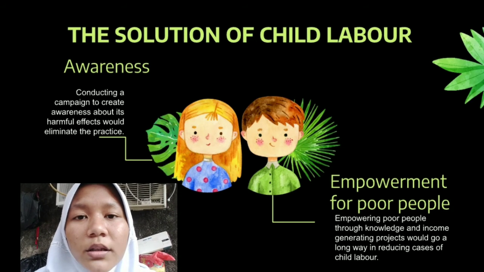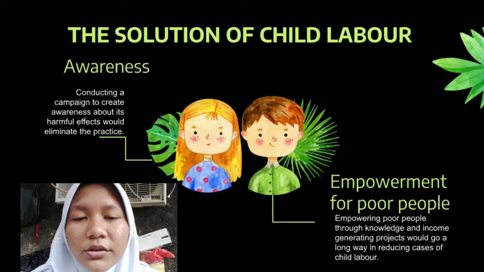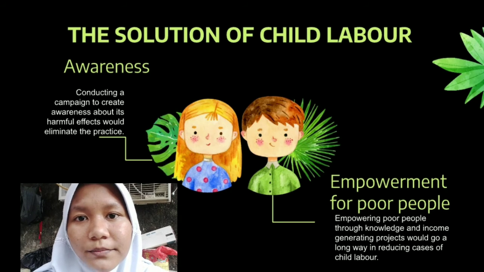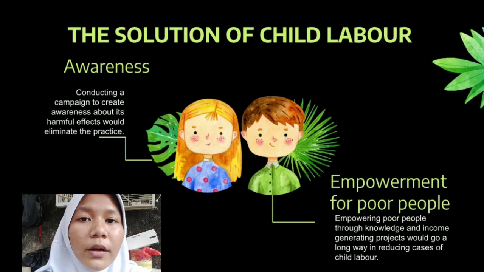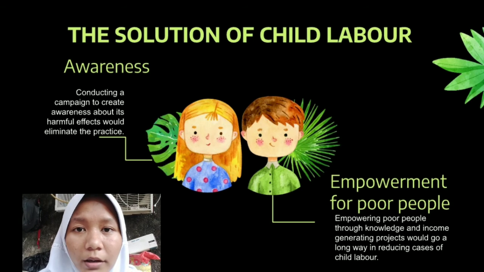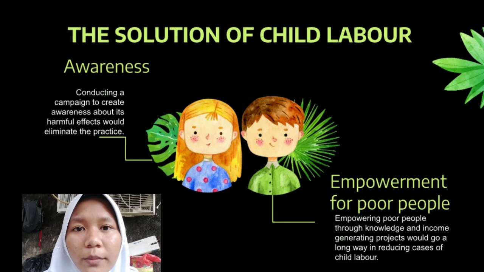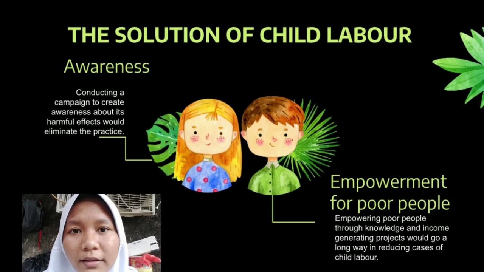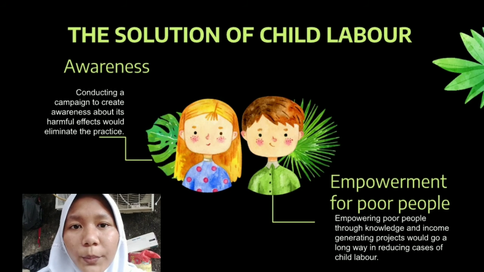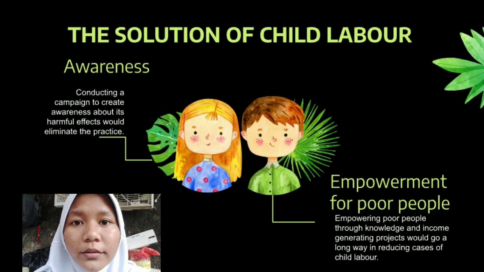The government, together with non-governmental organizations and the civil society, can create a strategy to make such an initiative a success. Last but not least, empowerment for poor people. Poor people are the most affected by child labor. The poor living standards and financial constraints sometimes make them unwilling participants in this vice. Empowering poor people through knowledge and income-generating projects would go a long way in reducing cases of child labor.